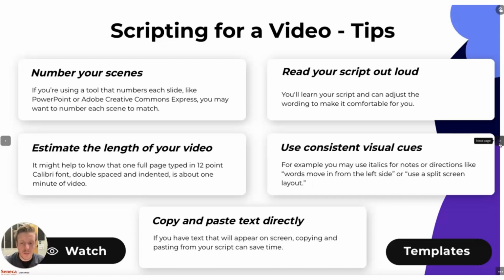And lastly, if you are having closed captioning on your video, make sure you just copy and paste it directly from your script so that it's word for word. It can be quite distracting if the closed captioning of a video is different from the audio that somebody is hearing. So to make sure that it's exactly the same, copying and pasting is a great option.